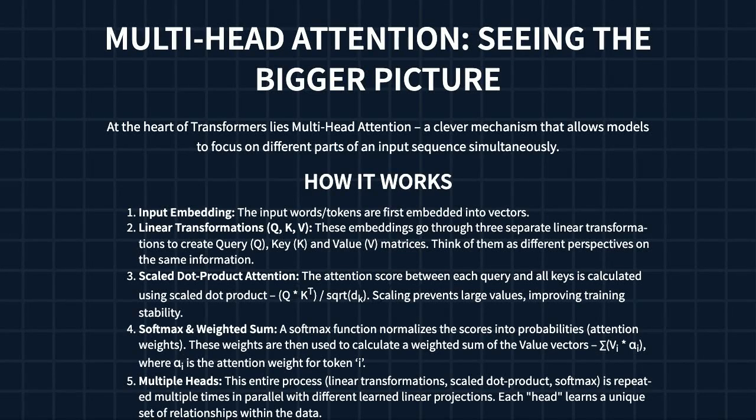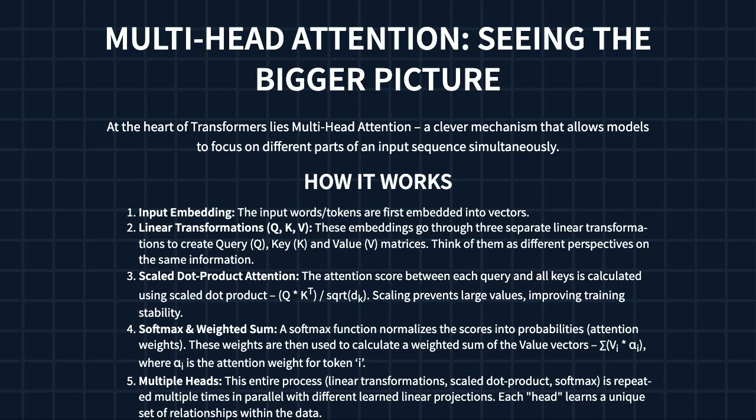Okay, let's dive into how transformers actually understand language. A key component is multi-head attention. It's like giving the model multiple sets of eyes to look at the same sentence. First, each word gets converted into a vector representation. Then, we create three different versions of those vectors: queries, keys, and values. Think of the query as, "What am I looking for?" The key is, "What do you offer?" And the value is the actual content. The model then calculates how relevant each key is to each query using something called scaled dot-product attention.